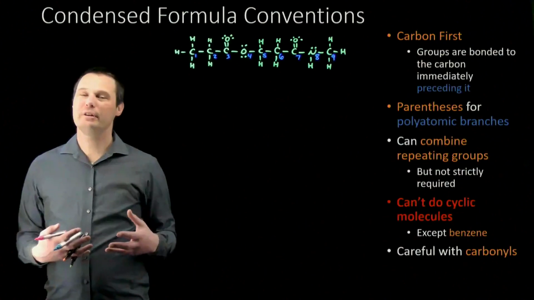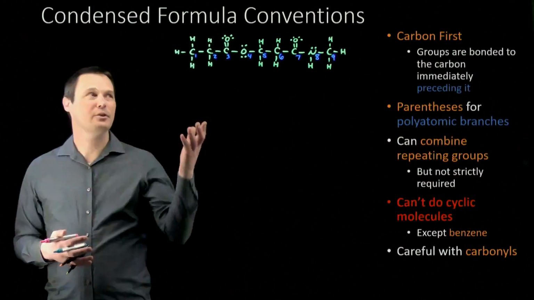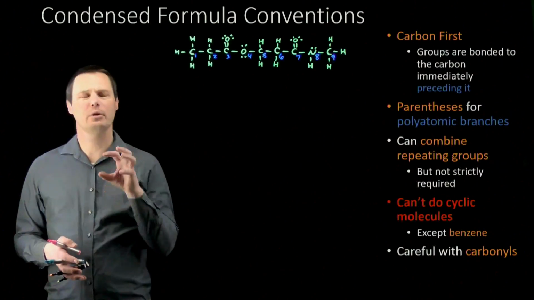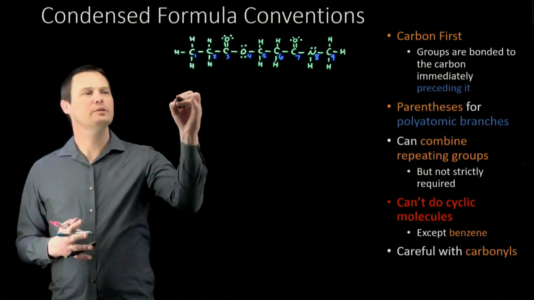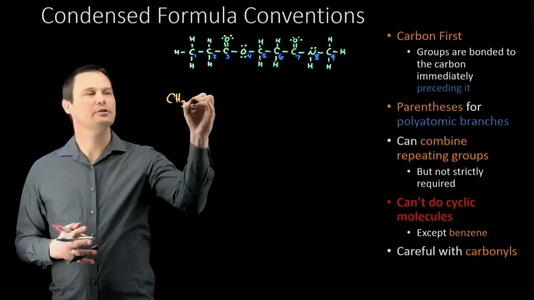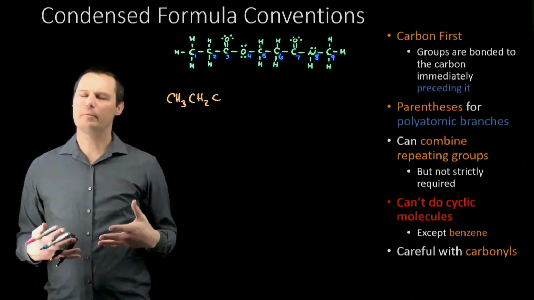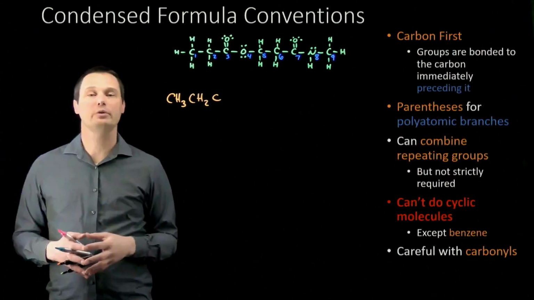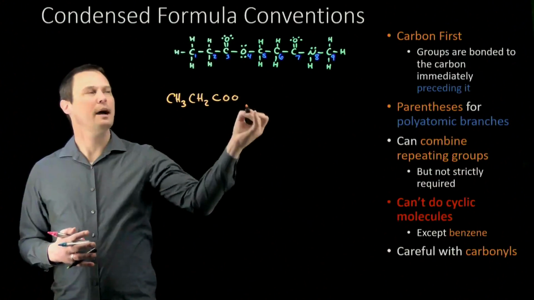The other area where you need to be careful with carbonyls is with carboxylic acid derivatives. Carboxylic acids and their derivatives are historically confusing for students in condensed formula, particularly when going from the condensed formula back to the structure. So if we look at this molecule, we start with carbon number 1 and its 3 hydrogens, and then carbon number 2 and its 2 hydrogens, and then we have carbon number 3. Carbon number 3 is doubly bonded to one oxygen and singly bonded to another. The convention we use for carboxylic acid derivatives such as this is we write carbon, oxygen, oxygen.